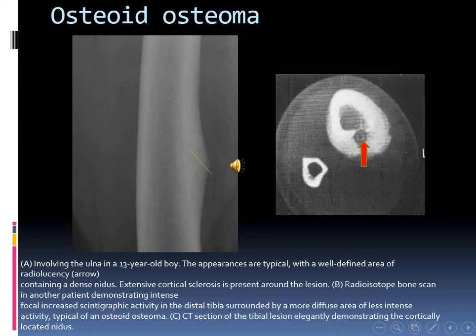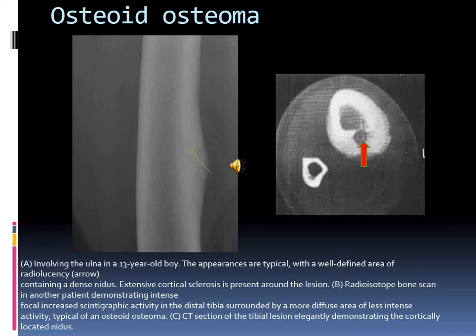Other examples for osteoid osteoma: you can see in the left image only sclerosis in the cortex, which is just marked by the green arrow. Here, this type of osteoid osteoma is sclerotic. Once we do a CT scan, it will show us more details.